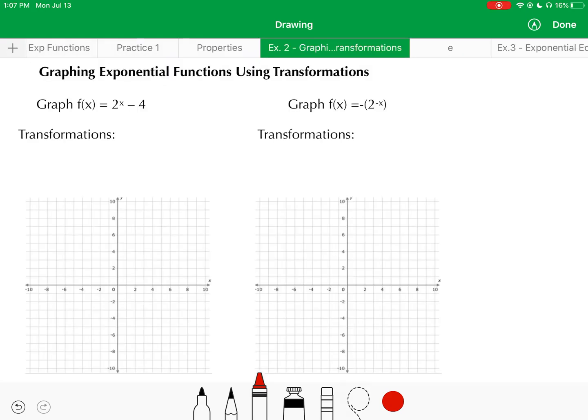All right, now let's take our functions and make them a little more sophisticated, spruce them up a little bit. So here I want to graph f of x equals 2 to the power of x subtracted by 4. I'm going to do this using my transformation rules, thinking of y equals 2 to the power of x from example 1 as my parent function. So what's happening in this function is that y equals 2 to the power of x is being translated down 4 units. That's all.